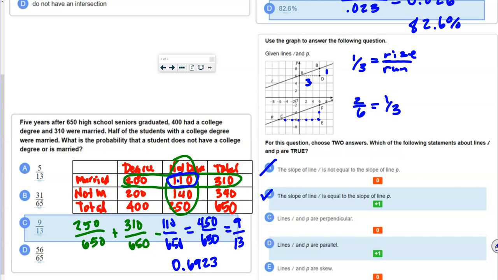The line L and P are perpendicular. Obviously not, because they're the same slopes, okay? The line L and P are parallel. Obviously they are, because they have the same slopes, right? And then the line L and P are skew. Skew means that they have no relationship, neither parallel nor perpendicular, okay? That's what that means. So that's obviously not true as well. And that's it.